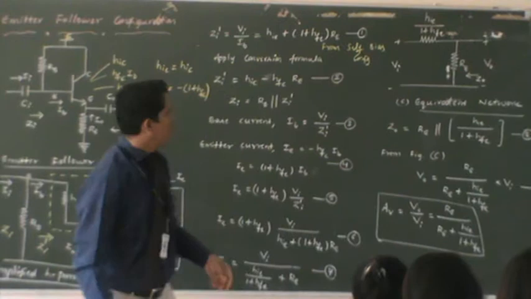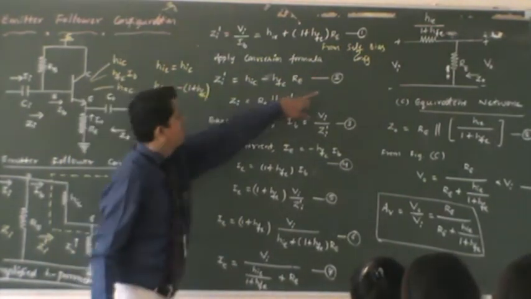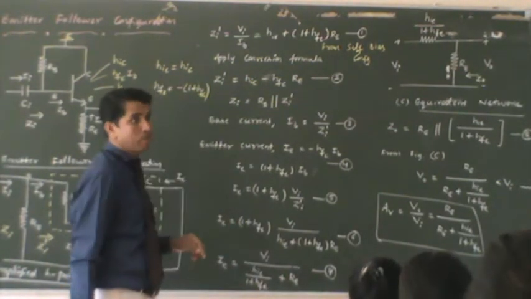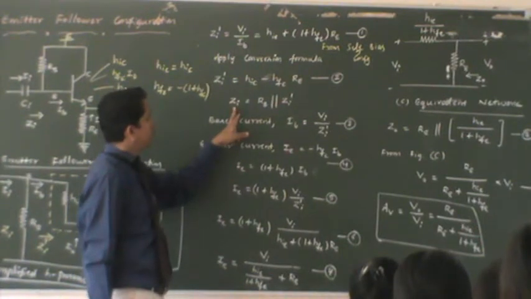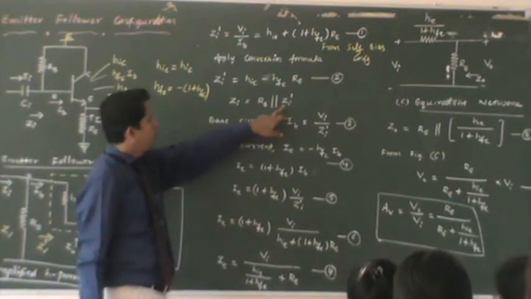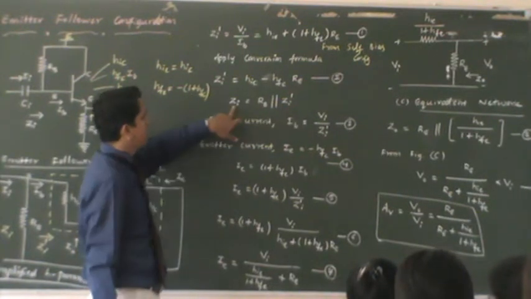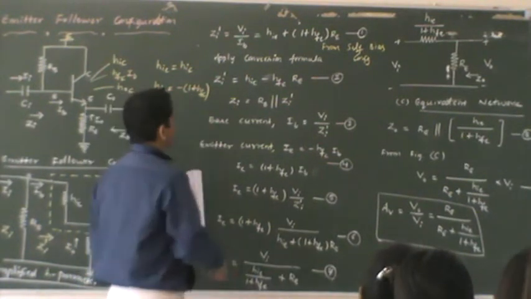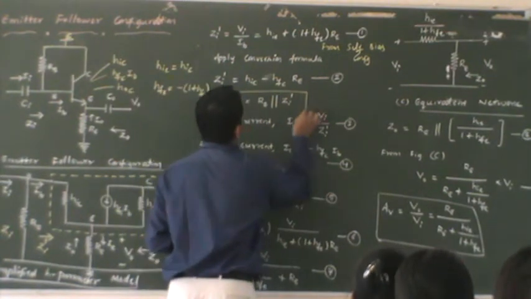Once you get the expression for Zi dash from equation 2, now let me calculate the overall input impedance. Previously we calculated Zi dash, which does not include Rb, but now Rb in parallel with Zi dash gives you the overall input impedance. So this is the final expression of the overall input impedance.